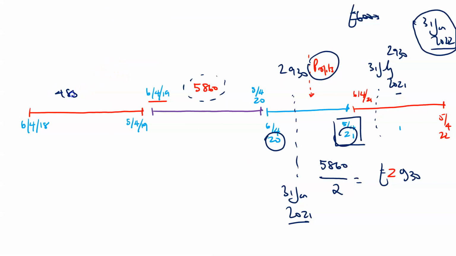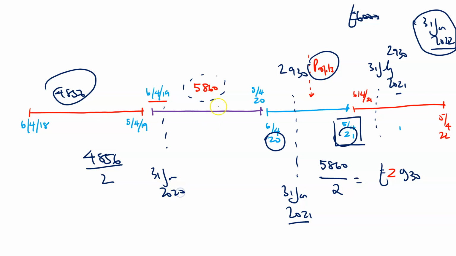So I would have paid half. I would have done the same thing, 4856. I would have split that into two, and I would have paid this on the 31st of January 2020, and I'd have paid the other half on the 31st of July 2020, right?